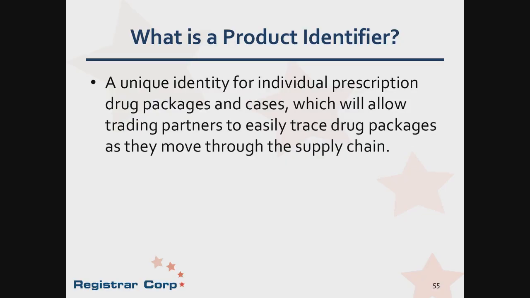A product identifier is a unique identity either for an individual prescription drug package or case that allows trading partners to easily trace drug packages as they move through the supply chain. It makes it easier to determine the source of the drug product in the event there is an issue with the drug product.